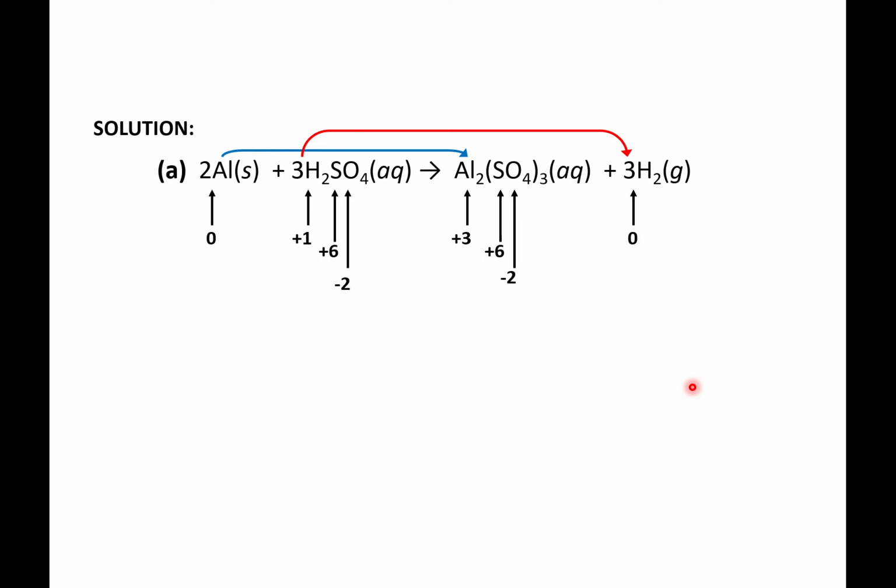Okay. So what's being oxidized and what's being reduced? Well, aluminum is going from a 0 to a +3. Its oxidation number is increasing, so it's being oxidized, right? It's losing electrons, so it's getting more positive. Hydrogen going from a +1 to a 0 is getting reduced. That's lowering the oxidation number. That means it's gaining the electrons.